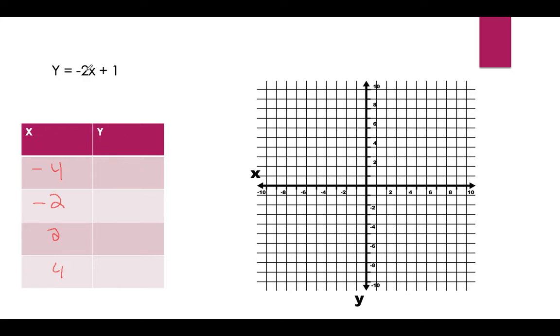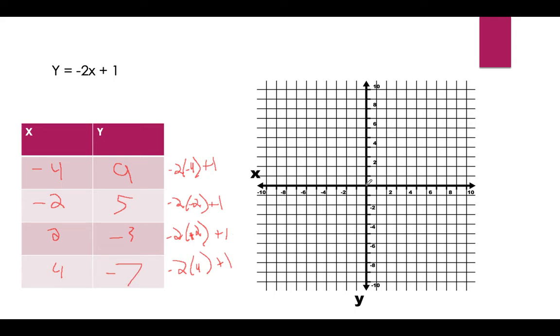So if you plug in negative 4, you have negative 2 times negative 4, which is positive 8, plus 1, which is 9. You have negative 2 times negative 2, which is 4, plus 1, which is 5. You get negative 2 times 2, that's negative 4, plus 1 is negative 3. Then you have negative 2 times positive 4, which is negative 8, plus 1, which is negative 7.